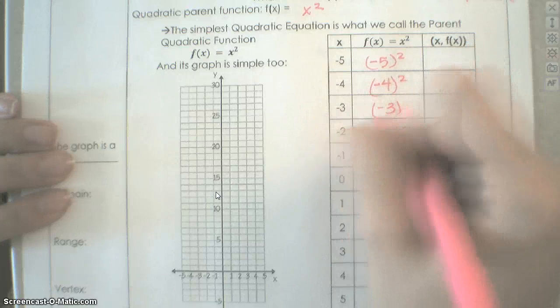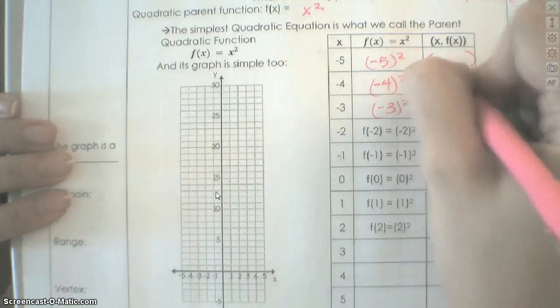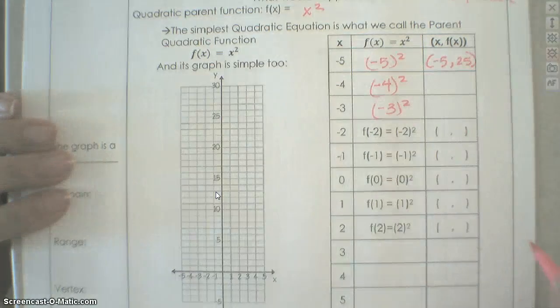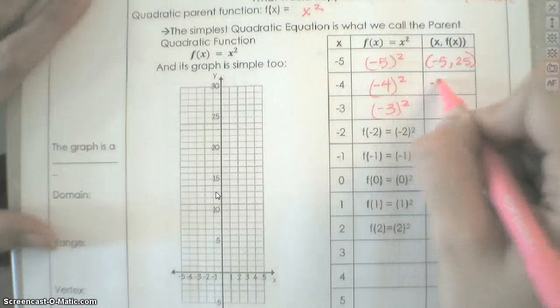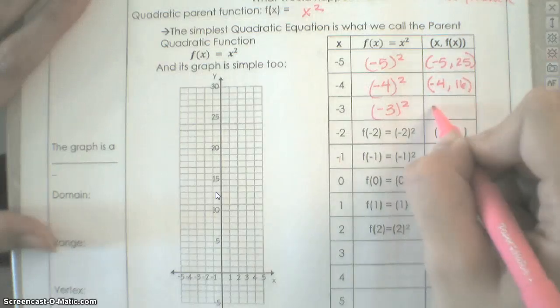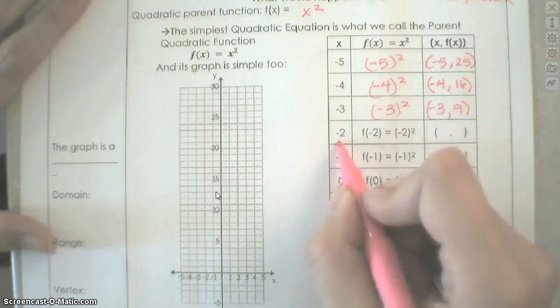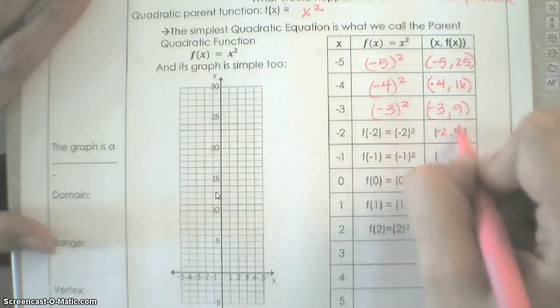And negative 3 squared, and what do we get? So this is my ordered pair. What do I get when I plug negative 5 in for x? I get 25, positive 25 for the function when I plug that in. The next one, negative 4, when I plug that in, I get positive 16. When I plug in negative 3, I get 9. When I plug in negative 2, squared is 4, so negative 2, 4.